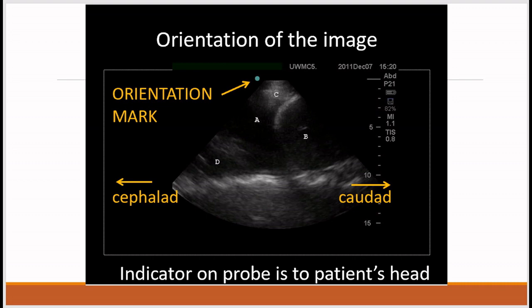Here is showing you what an ultrasound image looks like. Of note, to make the point of the orientation marker, you have to look at the indicator on the probe. So in this picture, the indicator on the probe is pointing towards the patient's head. So therefore, the orientation marker on the ultrasound window is on the left side.